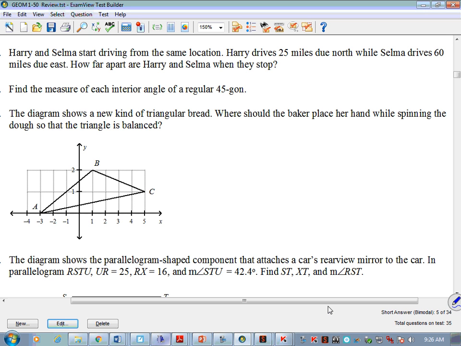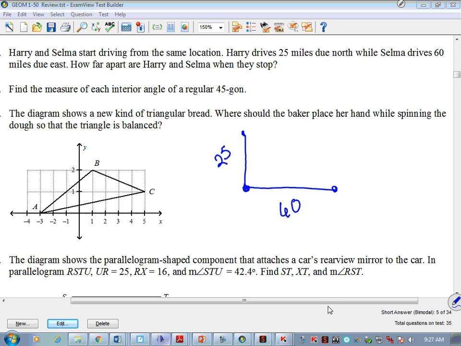So if Harry's driving 25 miles due north, Selma drives 60 miles due east, how far apart are Harry and Selma when they stop? They're not looking for if they stayed on the road, right? Because then we would just take 25 plus 60 and add those together and get 85. Anybody in here get 85 for an answer? Hopefully not. Because the picture that we want to draw is imagine that they're at an intersection whenever Harry goes 25 miles and then stops, and Selma drives 60 miles and stops.